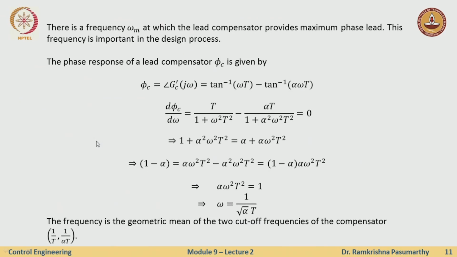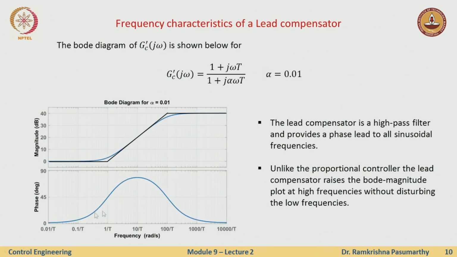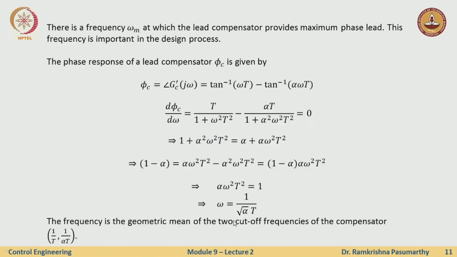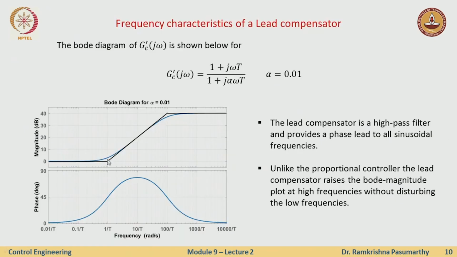Now, if you see how this plot goes, there is a point where the phase attains a maximum value and then it again goes back close to 0. There is a frequency at which this compensator provides the maximum phase lead, and this frequency is what we will use in the design process. What we are trying to identify are these two corner frequencies and this alpha. Once we know these two corner frequencies and alpha, our design process is complete.